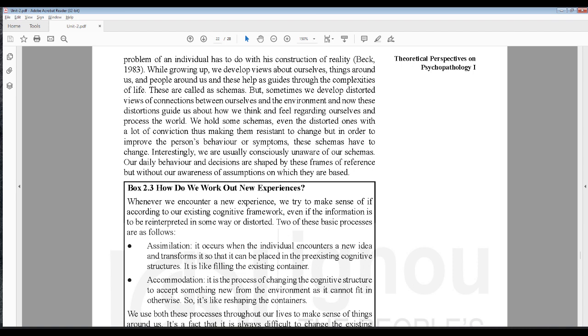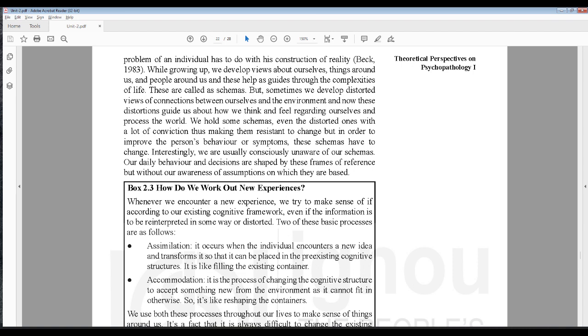But, sometimes we develop distorted views of connections between ourselves and the environment, and now these distortions guide us about how we think and feel regarding ourselves and process the world. We hold some schemas, even the distorted ones, with a lot of conviction, thus making them resistant to change. But in order to improve the person's behavior or symptoms, these schemas have to change. Interestingly, we are usually consciously unaware of our schemas. Our daily behavior and decisions are shaped by these frames of reference, but without our awareness of the assumptions on which they are based.